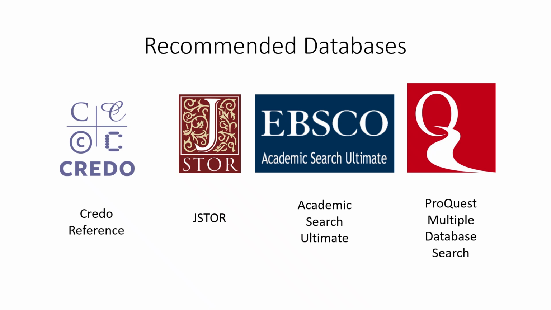Credo Reference is sort of like Wikipedia, but it's scholarly. It includes summaries and introductory information about thousands of topics. It even tells you where you can find more information about your subject. JSTOR offers a lot of articles and ebooks, and it is easy to search by subject or topic. Academic Search Ultimate and ProQuest Multiple Database Search are both multi-subject databases. They have a lot of information about everything.